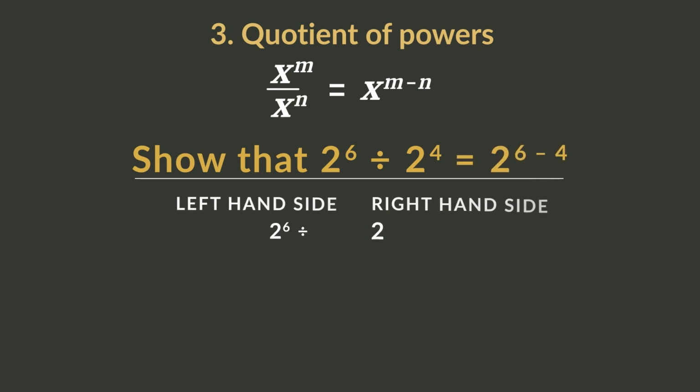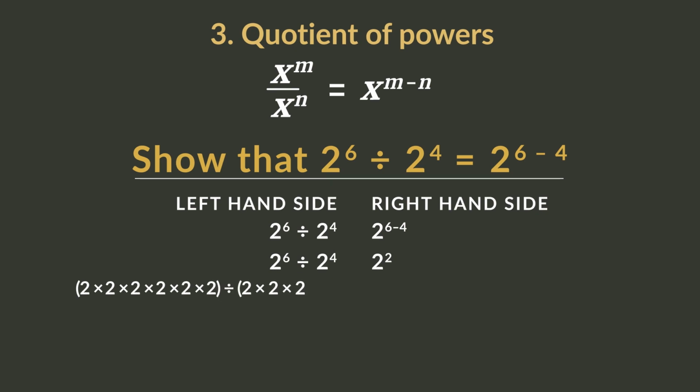In other words, that it is equal to 2 to the power of 2. In full, that would be 2 times 2 times 2 times 2 times 2 times 2 divided by 2 times 2 times 2 times 2 equals 2 times 2. This gives us 64 divided by 16, which equals 4. And on the right-hand side, we have 2 times 2, which also equals 4, and 4 equals 4, and we've shown that this law works.